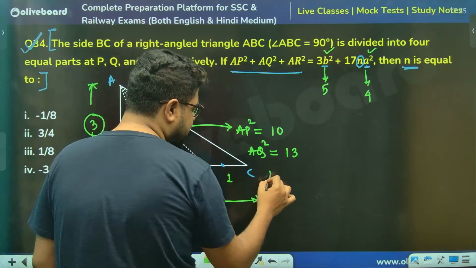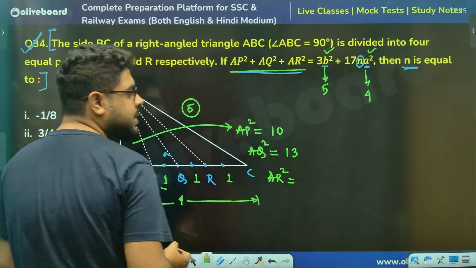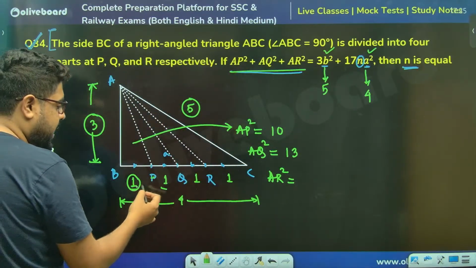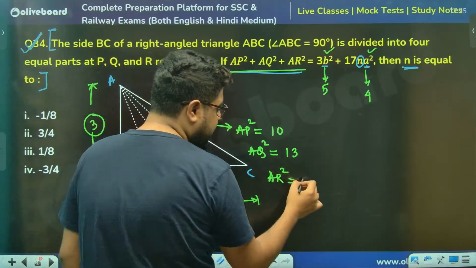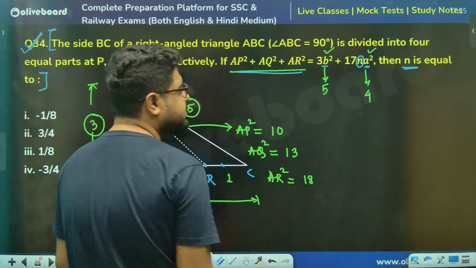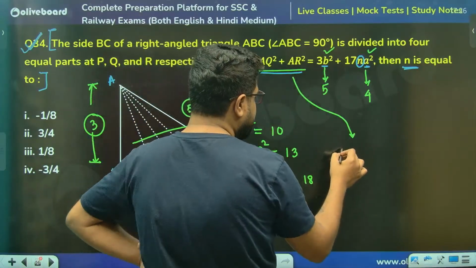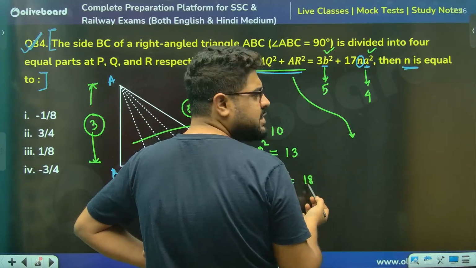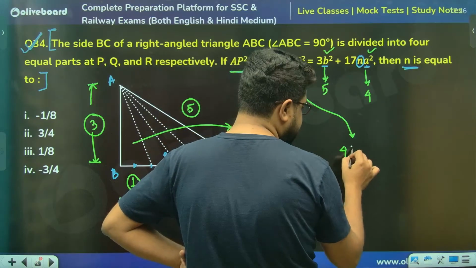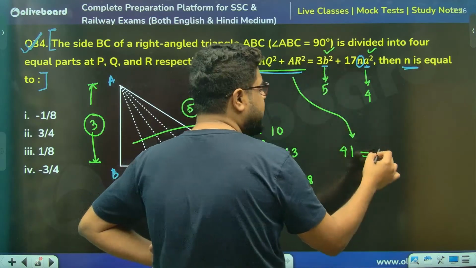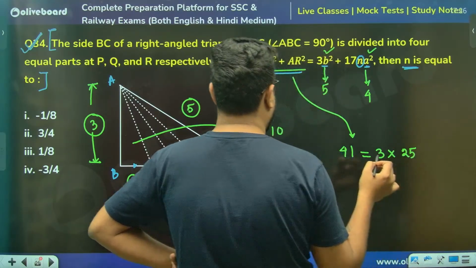What about AR square? Now, why am I taking all this? Because that is there in my left hand side. AR square will be 3 square 9 plus 3 square 9, that is 18. Now, if I put these values in my left hand side, this becomes 10 plus 13 plus 18, that is 41. It is equal to 3 into B square. B square is 25.